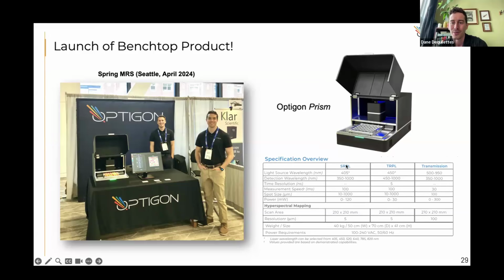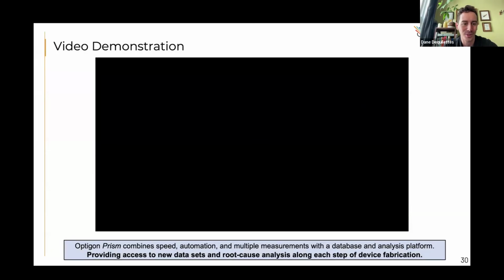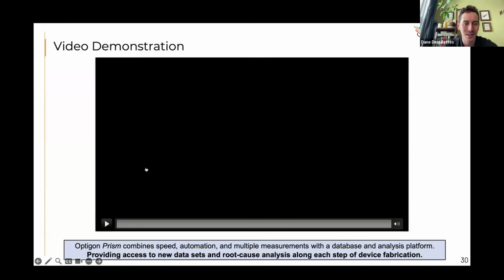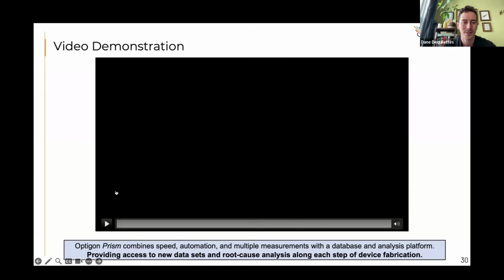It currently has 3 measurements: spectral resolved PL, time resolved PL, and transmission. These are some of the specifications. I'm not going to get into detail about those, but I am excited to show you a video of the tool in operation. I just want to highlight some of the things we're focusing on: speed, automation, multiple measurements, all integrated into a database and analysis platform. The goal is that this generates entirely new types of data sets where you can do root cause analysis along each step of device fabrication.